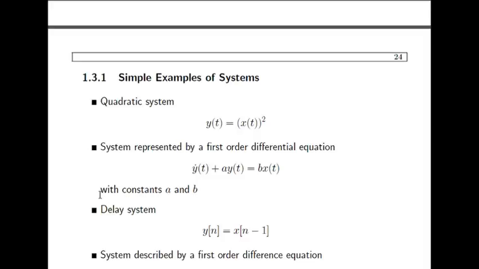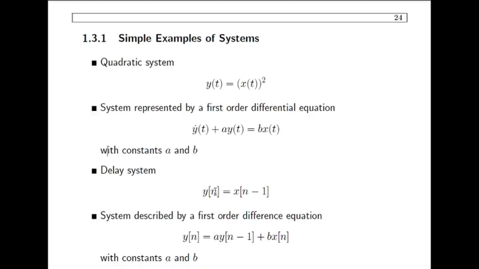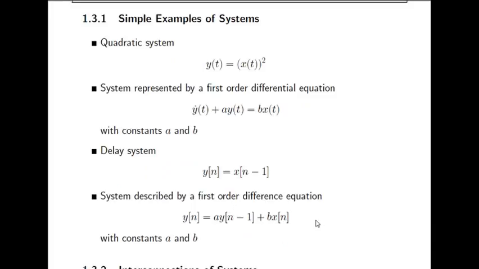In the delay system, the input signal which was at the original position gets shifted by one value to the right side. It gets delayed by one value. And for the first order difference equation, like we talked about in the first order differential equation, this is the change in the signal when input x(n) is given to the first order difference equation.